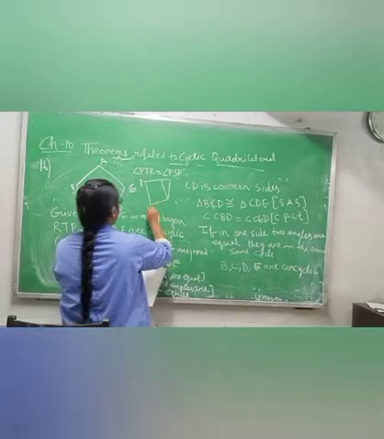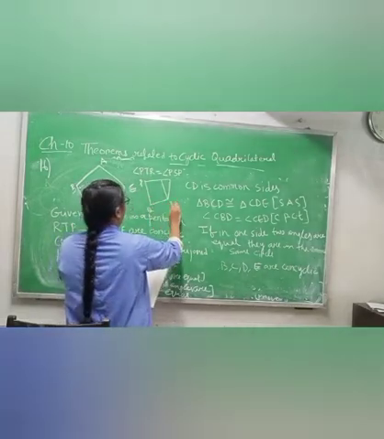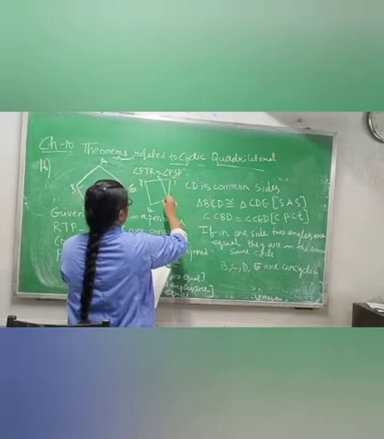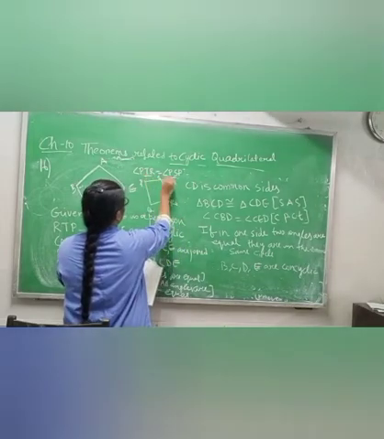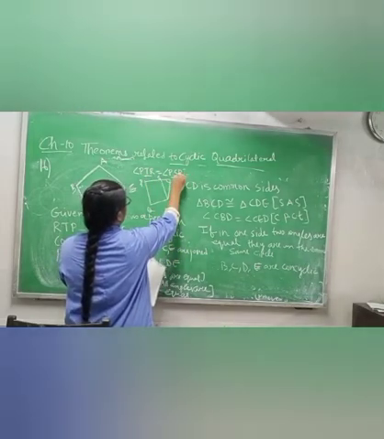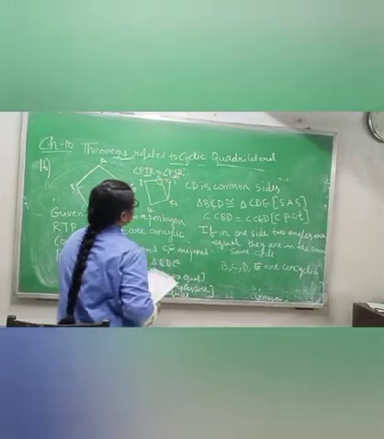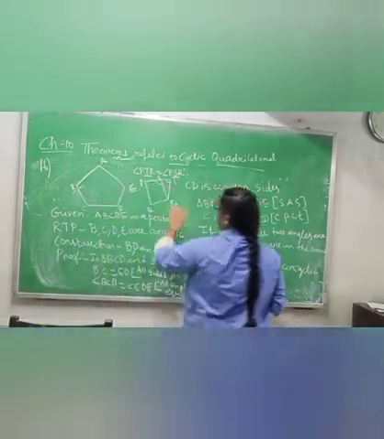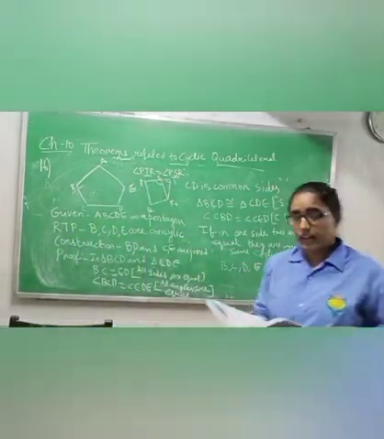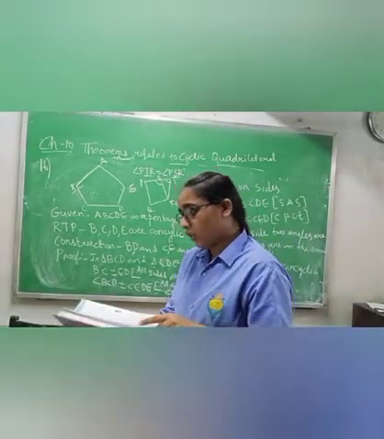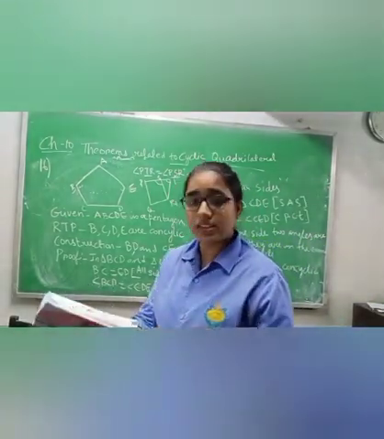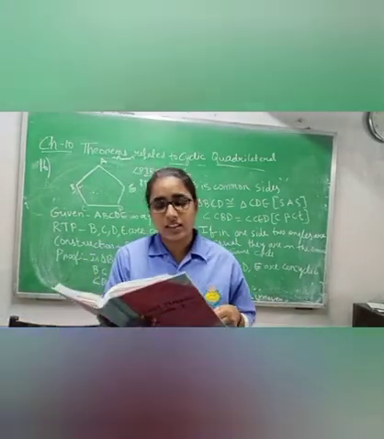Diagram number 2. Okay, P, Q, R, S, T. So they are saying PTR, the P angle is this, PSR, and the S angle is this. It means both angles are on the same side. Then you can say that this one you have understood. Now come to the next page, 166, and see the second line.